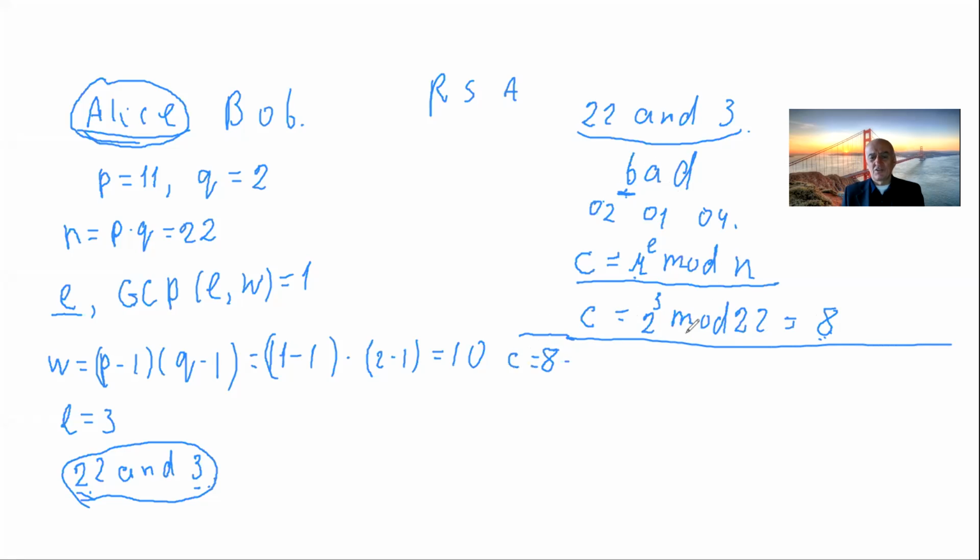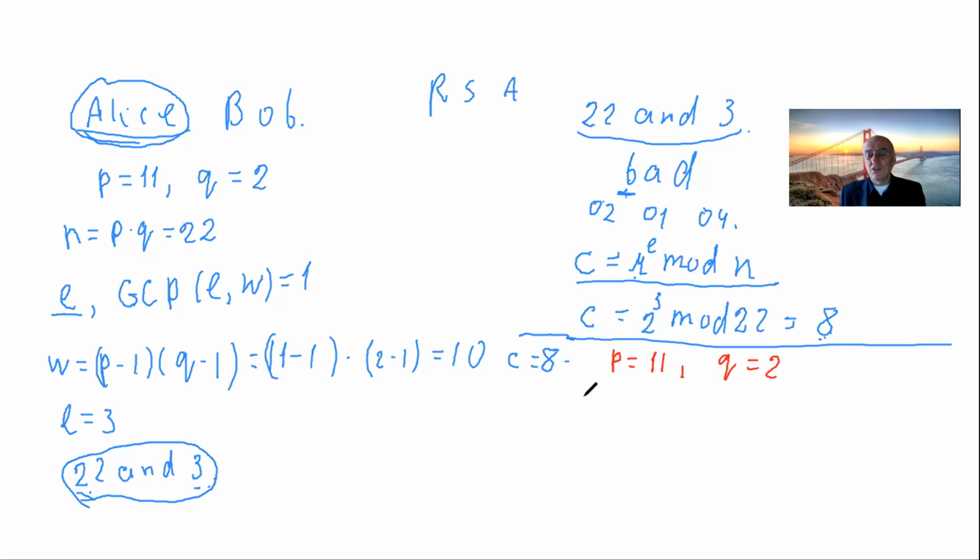This is the encrypted message, and now she wants to decrypt it. To decrypt this message, Alice has an advantage against all the population. Alice knows P, it's 11, and Q, it's 2. And to decrypt this message, Alice wants one more number.